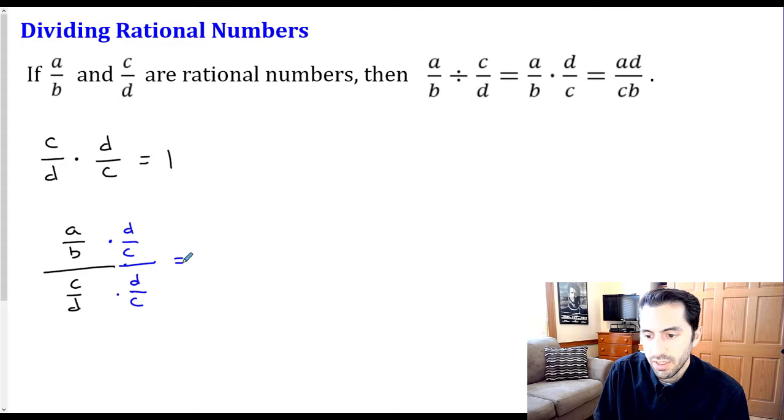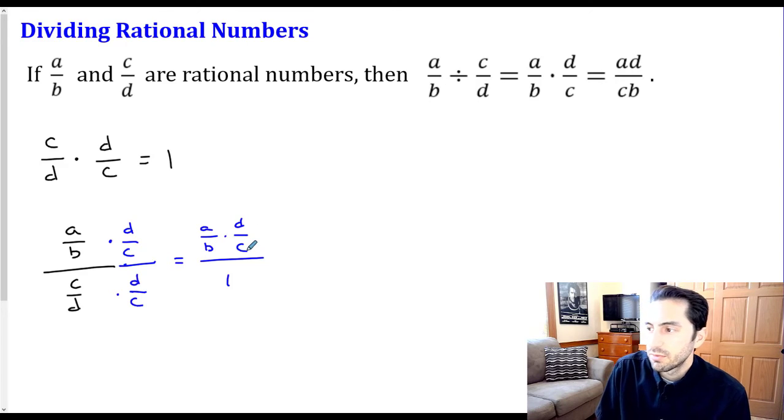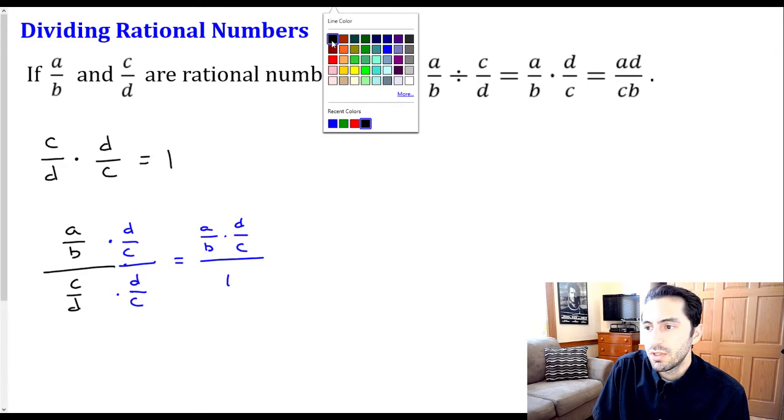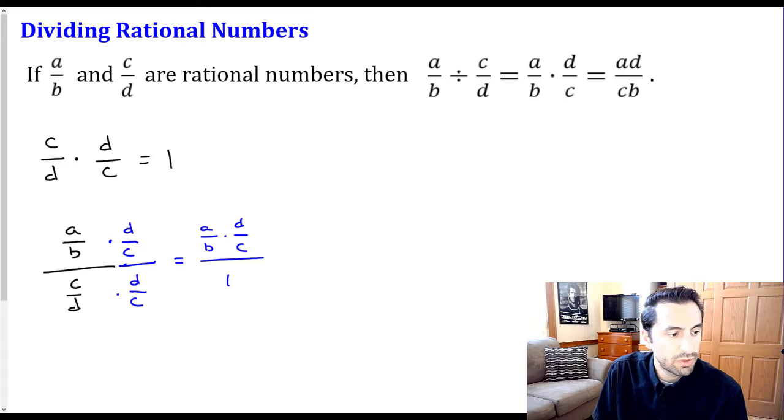So we have 1 in the denominator. And then in the numerator, we have a over b times d over c. And this is what we have up here. That's where our rule comes from. So now let's use this rule to do an example.